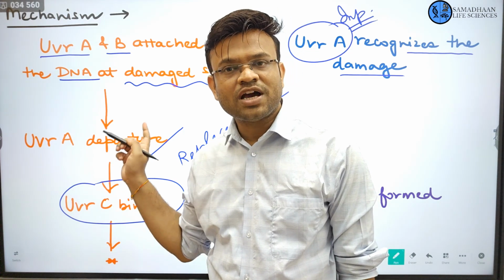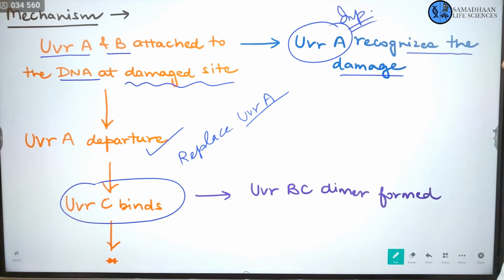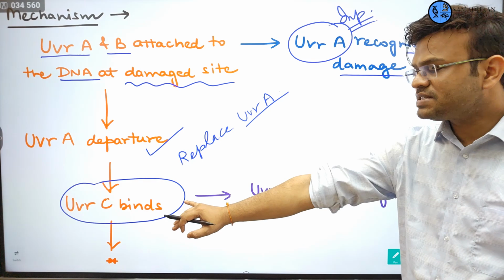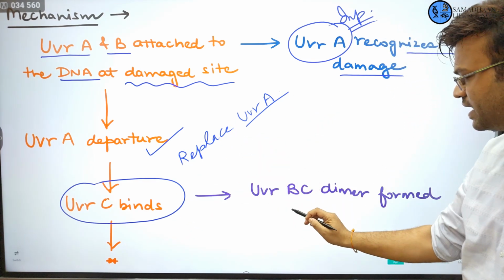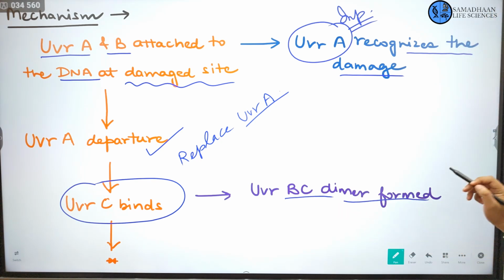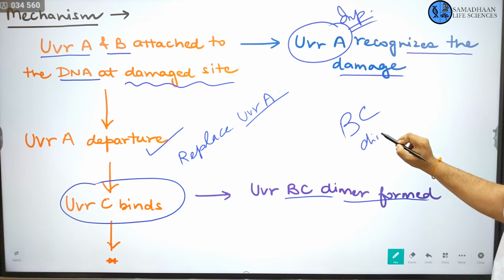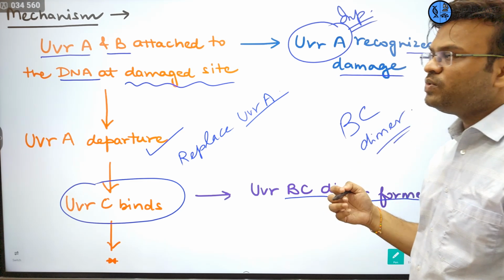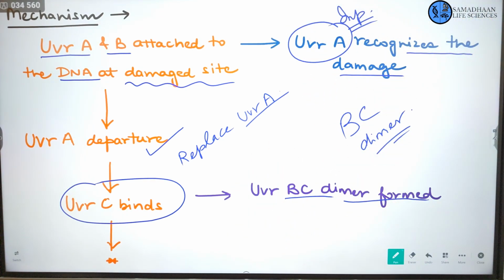Again, remember UVRB is still present over there only. Now, after the departure of UVRA, UVRC has come along, and now UVRC and UVRB are present and they would be occurring as a dimer. So B and C together will be functioning as a dimer. What will they do? We would understand in just a bit. You can take a photograph of this if you want. Okay, let us move forward.